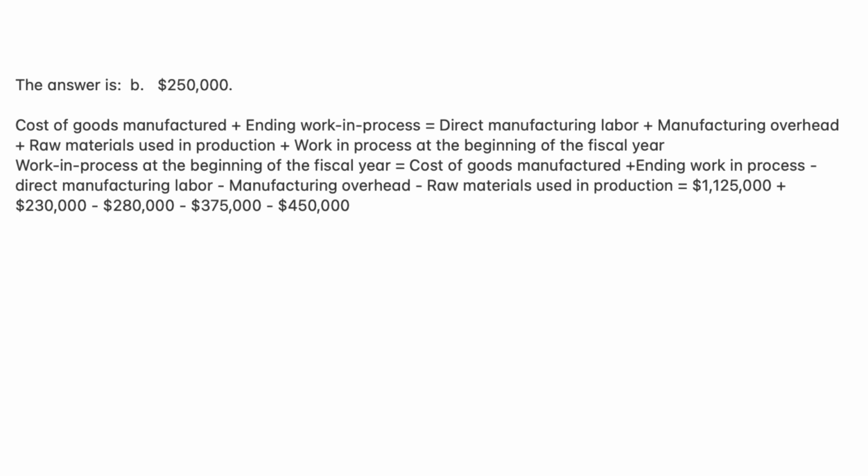Cost of goods manufactured plus ending work in process equals direct manufacturing labor plus manufacturing overhead plus raw materials used in production plus work in process at the beginning of the fiscal year. Work in process at the beginning of the fiscal year equals cost of goods manufactured plus ending work in process, minus direct manufacturing labor, manufacturing overhead, and raw materials used in production, which equals $1,125,000 plus $230,000 minus $280,000, $375,000, and $450,000.